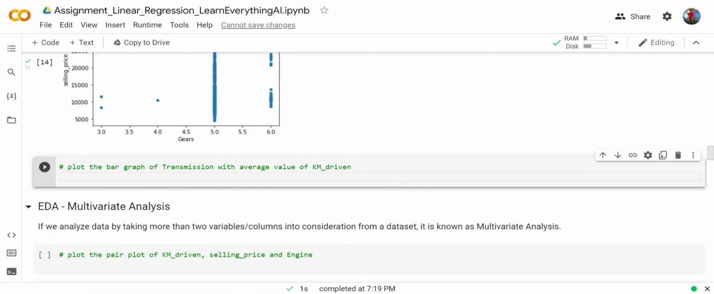Now let us plot a bar graph of the transmission with the average value of the kilometers driven. And this can prove to be a very important analysis. So we will use the groupby function here with the one variable as transmission, and then we will use the kilometers driven column and say we want the average, so we want the mean, and then we plot the bar graph.